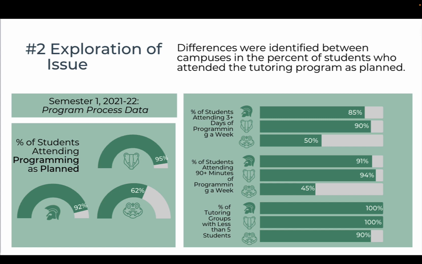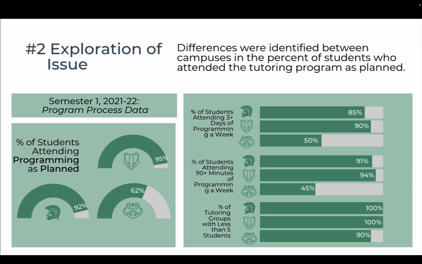In this example, we present the program process data that was collected from each school during the first semester of the 21-22 school year. The donut charts on the left show overall the percentage of students who are attending programming as planned, which is defined as a student attending at least 3 tutoring sessions a week, totaling at least 90 minutes, and with groups of less than 5 students. The bar graphs on the right present each of those program metrics.